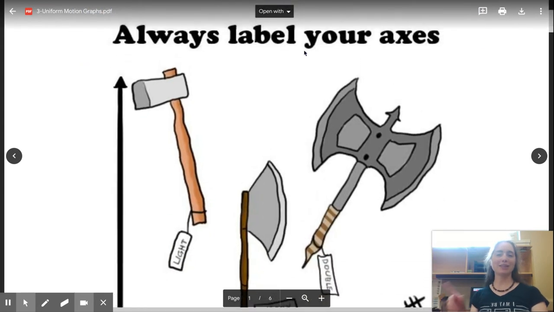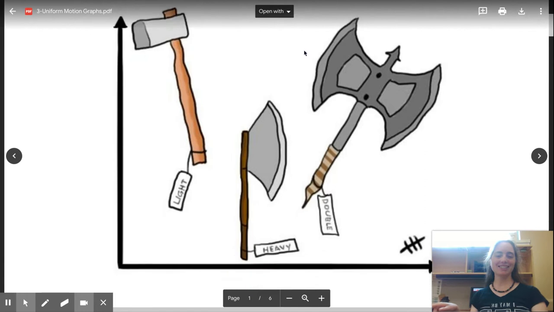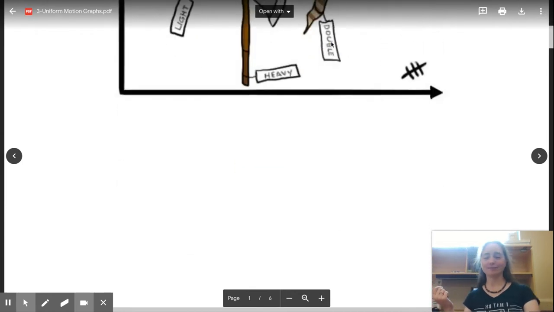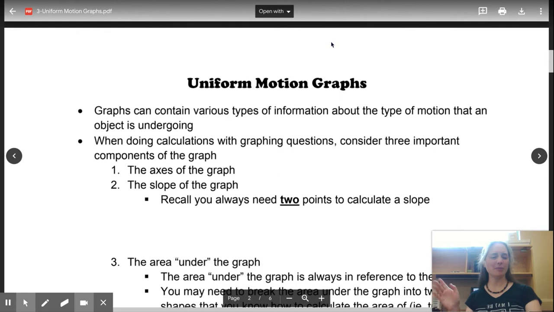So always label your axes. Get it? Light axe, heavy axe, double axe. Okay. Good for D&D players. I know. D&D is awesome. So is Pathfinder. Same thing, different brand.